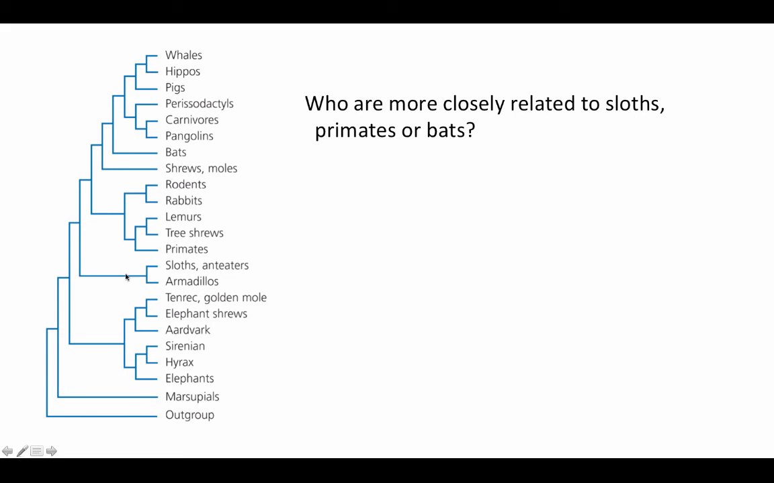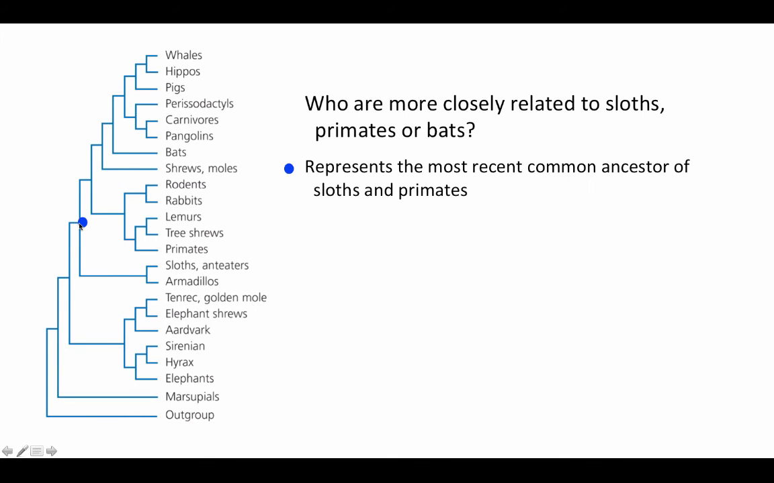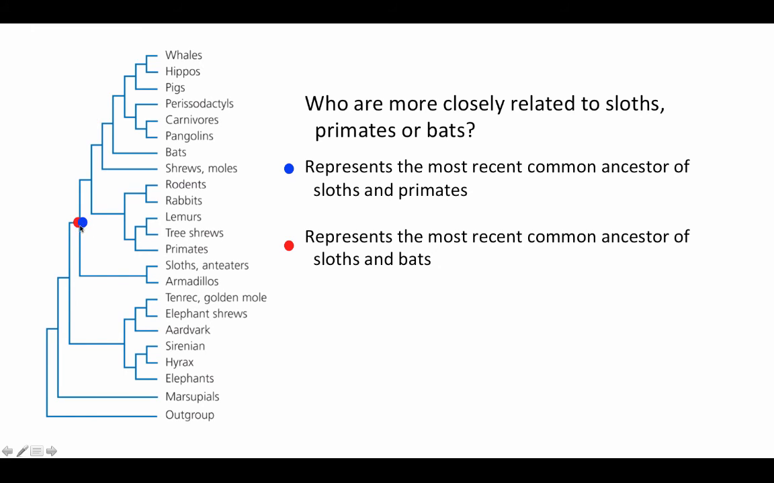If we go back, the node that leads to sloths on one side and primates on the other is this node right here. So that represents the most recent common ancestor of sloths and primates. So now let's look at the most recent common ancestor of bats and sloths. So here are bats. We're going to go back and find the branch. So this leads to bats on one side and sloths on the other. It's the exact same node. So we have the most recent common ancestor occurring both at the exact same node.